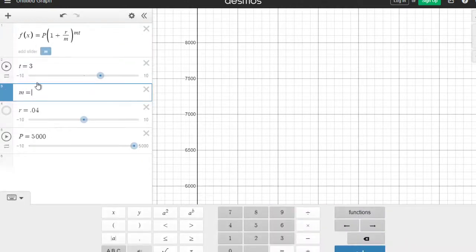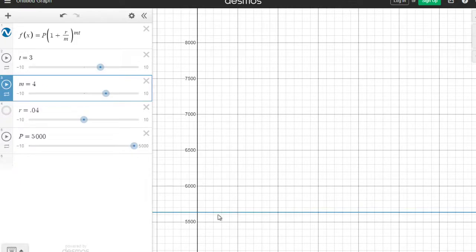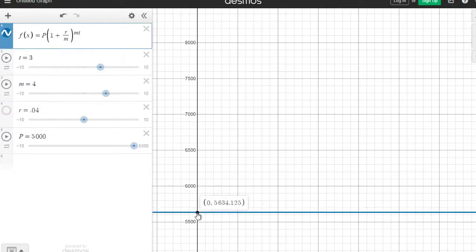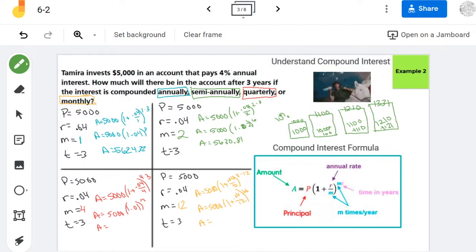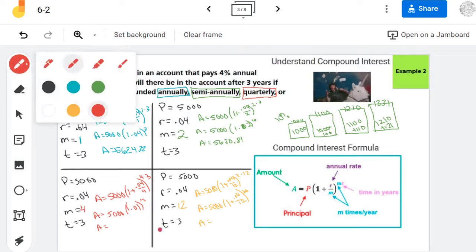So our next one is the quarterly one. So I'm going to change that m value now to 4. And look at that, $5,634.13.